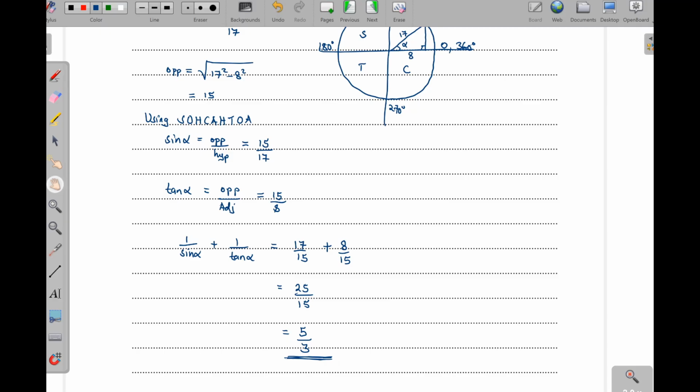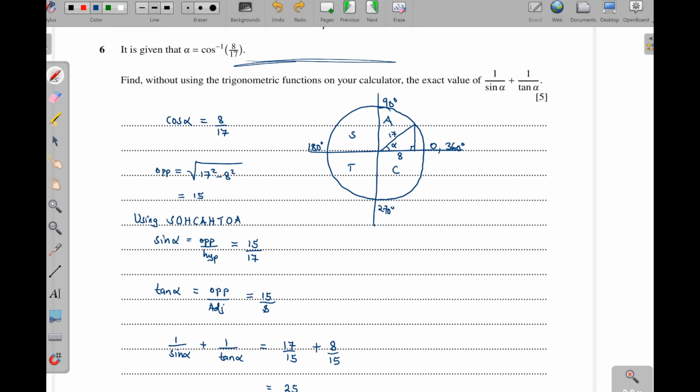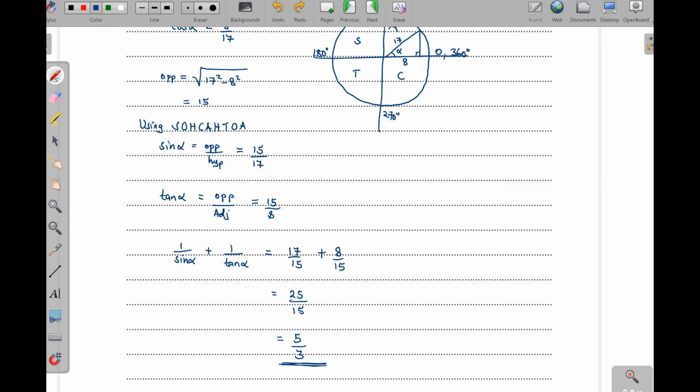However, by the way, here they said without using the trigonometric functions on your calculator, what do they mean? Don't say the arc cosine of this one, you get the angle with those decimals, and then you also come here and say 1 over sine of the answer, then plus whatever. No, they needed something like this. Get for us the opposite, and then from there you get the sine by using the opposite over the hypotenuse, then tan, you get the opposite over the adjacent, and then you just use the fractions here to get this.